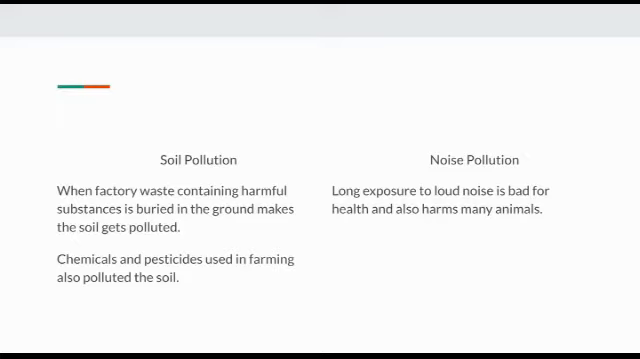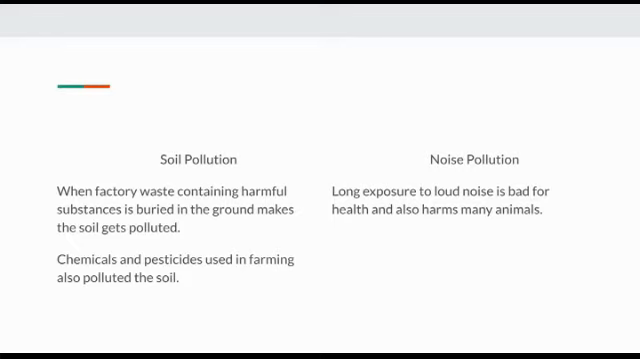And after that we studied noise pollution. The exposure to loud noise causes problems to health, that is our ears, and not only for human beings, it also affects animals. So which are the four types of pollution? Air pollution, water pollution, soil pollution and noise pollution. Clear about the different types of industrial pollution?